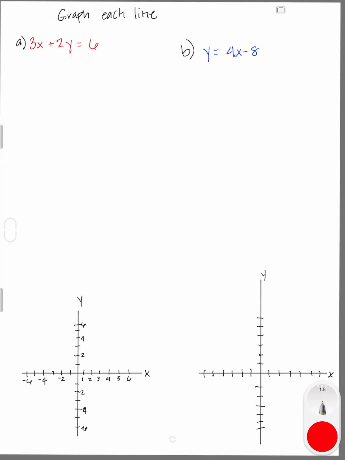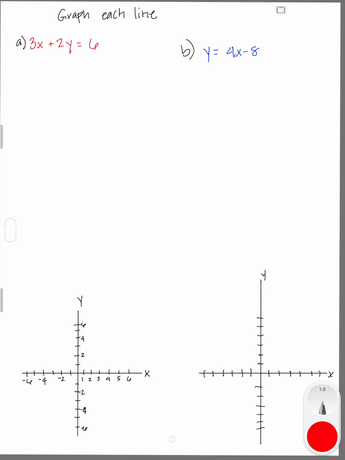Okay, so for this problem, we want to graph each of the two lines. You're going to notice that for the second coordinate plane, I made my y line a little bit longer. But again, what we want to do is find the points that we can plot on the graph and then create our line that goes according to the linear equations.